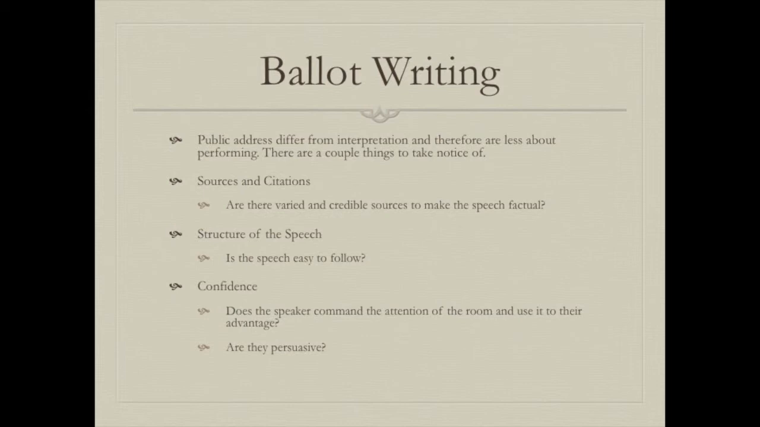As for ballot writing, there are certain types of things that you can write on your ballot. You should take notice of three different things: sources and citations, the structure of the speech, and confidence. First, for sources and citations: are the sources that they are using varied? Are they credible? Do they help make the speech factual in some way? They should give an unbiased view, and they should be very credible in nature.